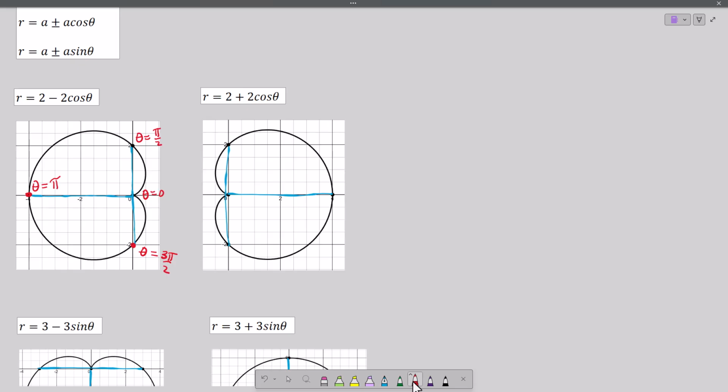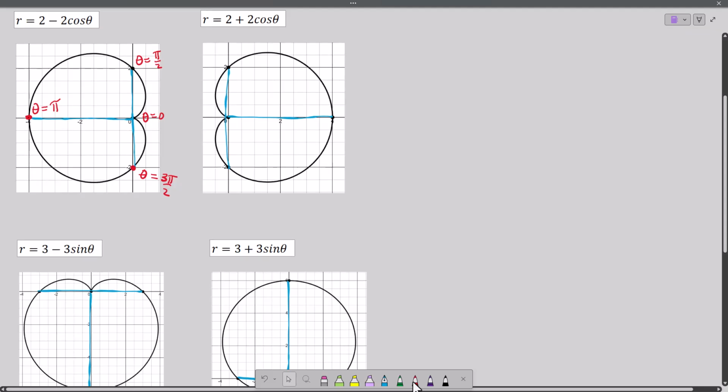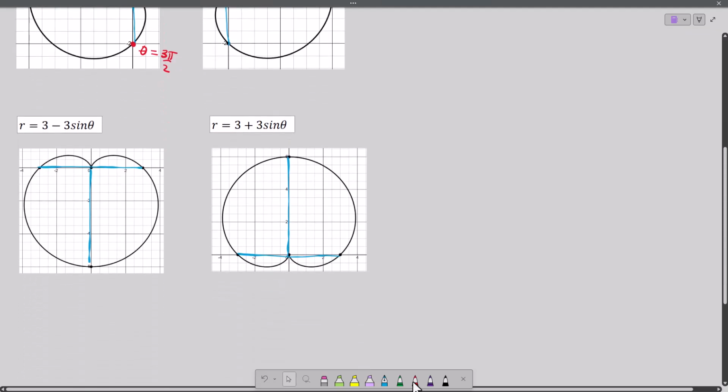The cardioid, notice that it's very circular. It bubbles out. So it doesn't come in tight here. It's nice and round. And that's how we are going to get all these points. Let's look at one more of these. Let's look at this one.